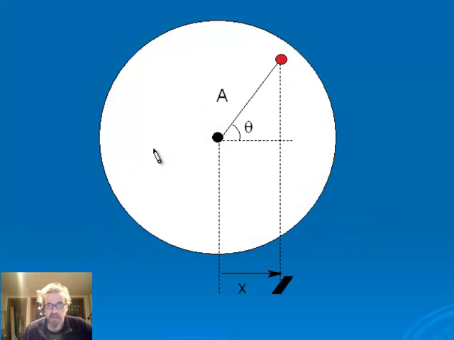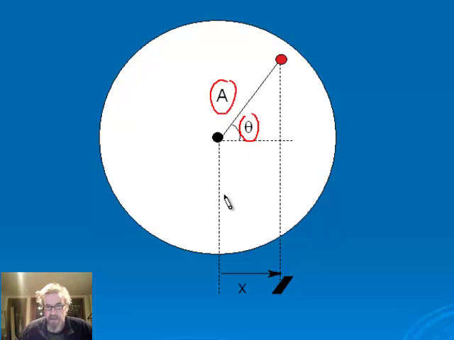Let's try and figure it out. Let's take a close-up look at this and try and sketch some things out and make a little geometric sense out of this. Let's call the radius of this thing A. And let's say it's moved through some angle theta.